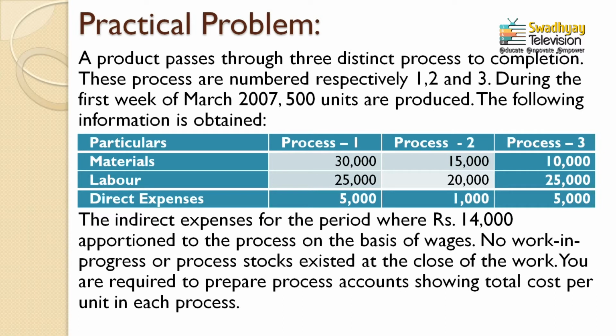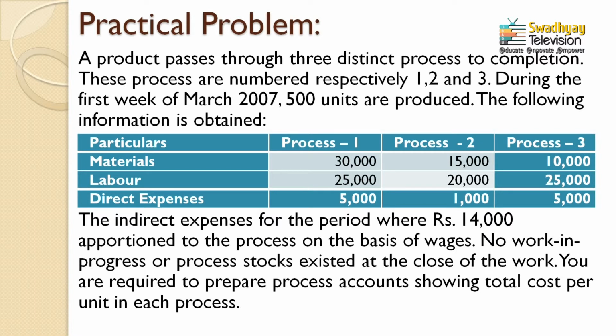Now, the next item is that no work in progress or process stocks existed at the close of the work. That means at the time of closing of the process account, we have no work in progress so far, and we do not have any closing stock of the respective process account. Whatever the information of the respective process account, that whole information would be transferred into the next process. From all the above information, we are required to prepare a process account showing the total cost per unit in each process.